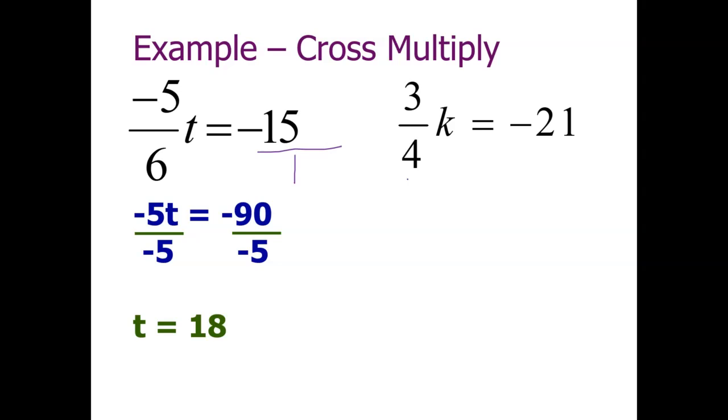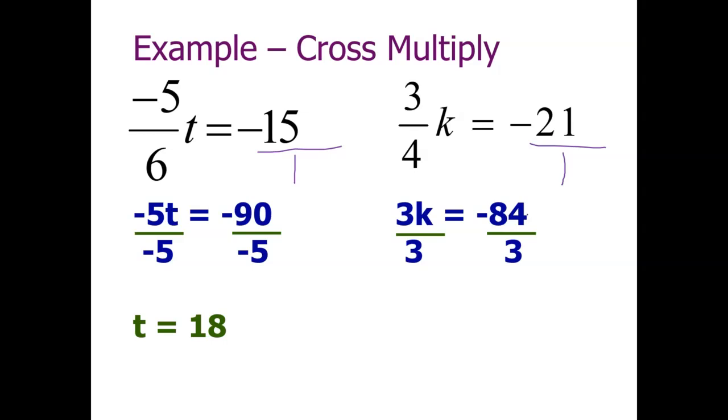3k over 4 equals negative 21. Same thing, you can put the 1 underneath the negative 21 and cross multiply. 1 times 3k is 3k. 4 times negative 21 is negative 84. 3 is the numerical coefficient which I'm trying to get rid of so that k is isolated. Go ahead and divide both sides by 3.